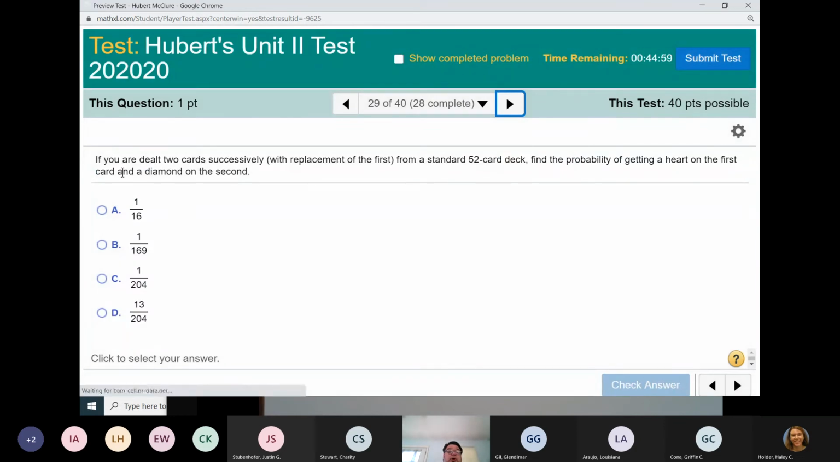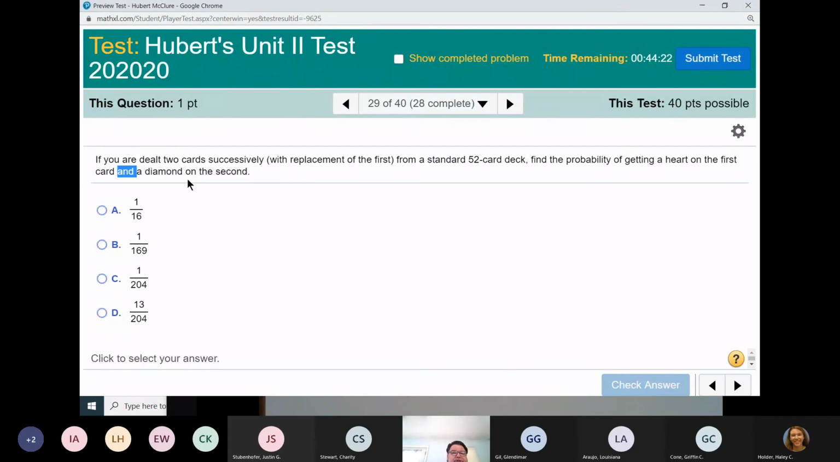You are dealt 2 cards successively with replacement of the first. If you are dealt 2 cards successively with replacement of the first from a 52 card deck, find the probability of getting a heart on the first card and a diamond on the second card. So you know you're dealing with what law here? And with the replacement, what are you dealing with? The additive or multiplicative? Multiplicative.